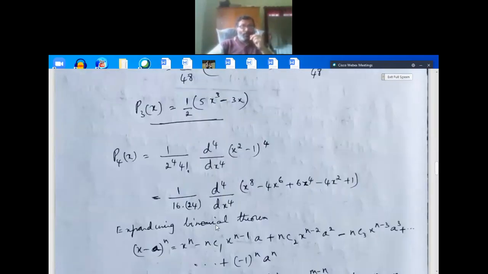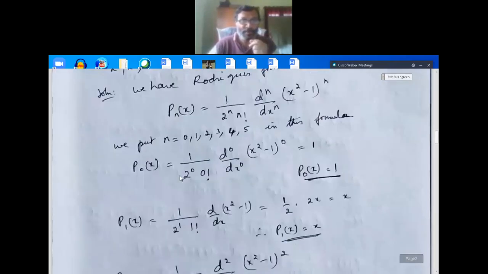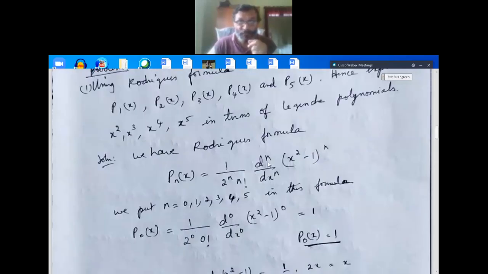Now comes P4 of x. So (x squared minus 1) power 4 means you can do one thing, (x squared minus 1) squared, or you can use the binomial theorem. So now P4 of x, using Rodrigues formula, is 1 by 2 power 4 into 4 factorial, the fourth derivative of (x squared minus 1) power 4.